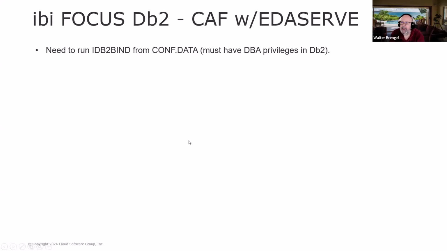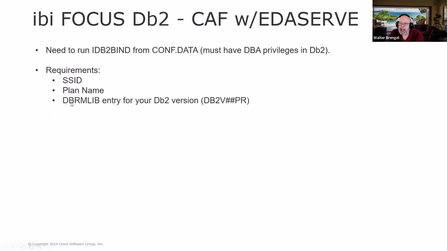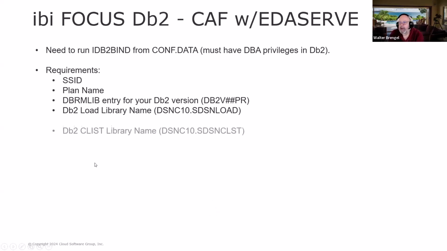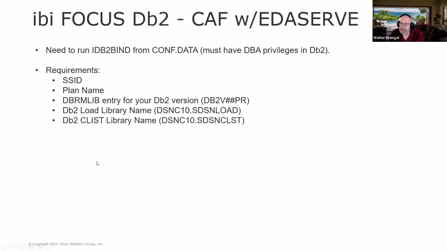Okay, when you run IDB2 bind, you have to have DBA privileges. So a lot of times you might need to send this to your DBA to have them run it. When you run it, you need to know your SSID, your plan name, the DBRM lib, and that was if you're using the V11 or V12 that we ship. Your DB2 load library. I'm doing ours for DB2 12, which is DSNC10, because C in hex is equivalent to 12. You need your DB2 CLIST load library name.